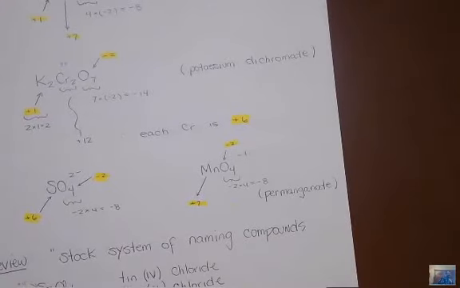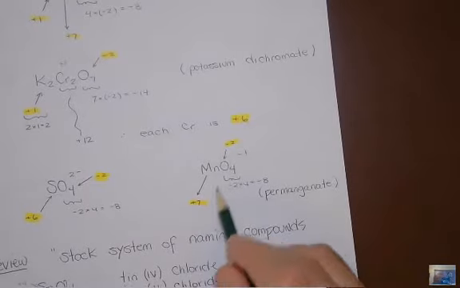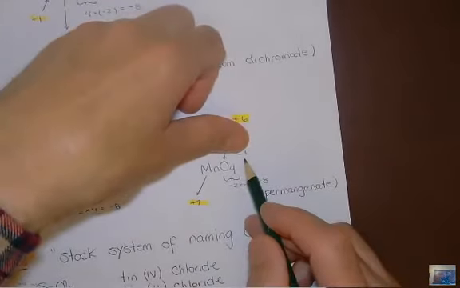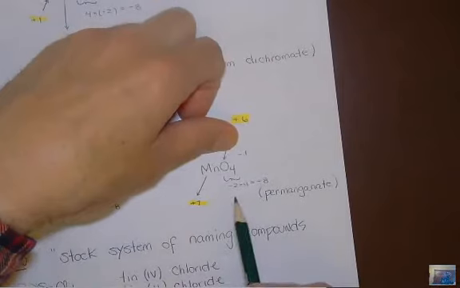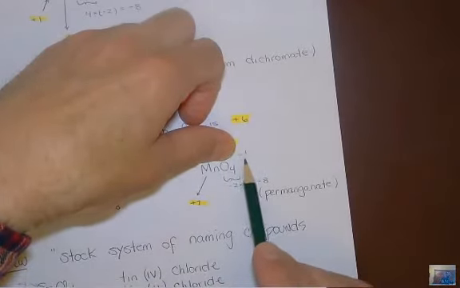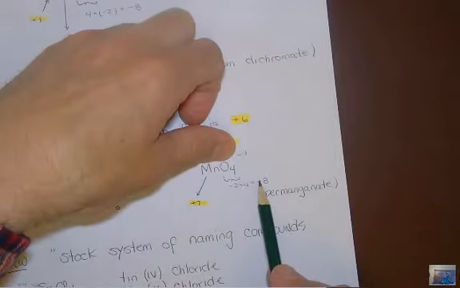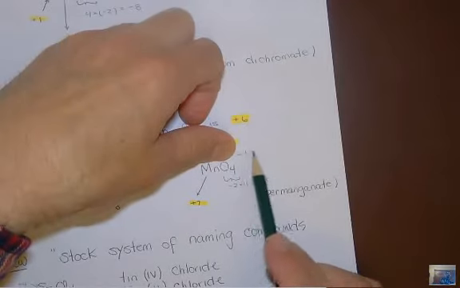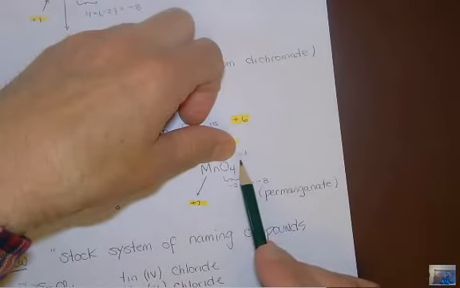Okay, here's permanganate. So permanganate is MnO4 -1. It already has a -1 charge. So I'm not trying to get everything to add up to 0, I'm trying to get everything to add up to -1.